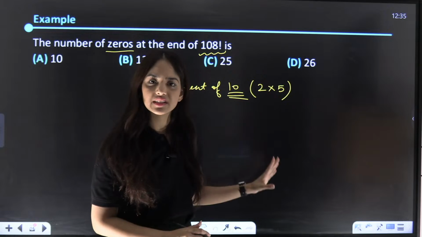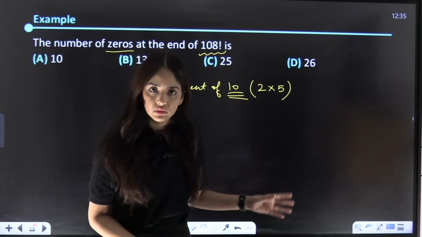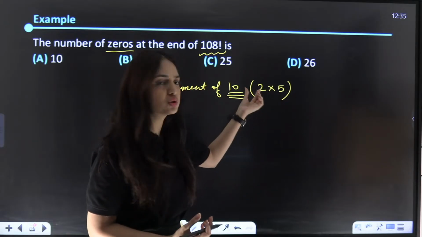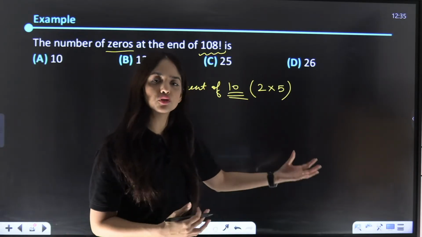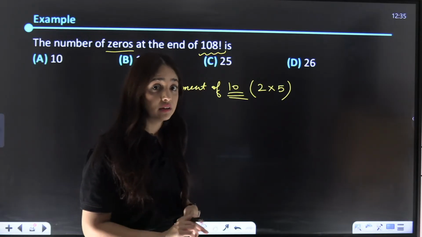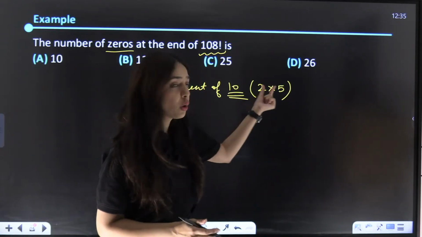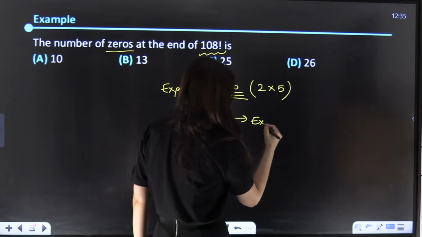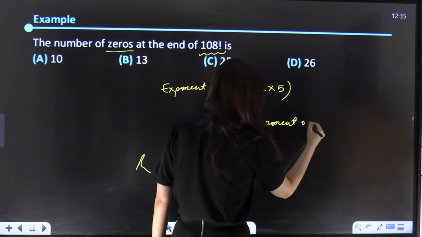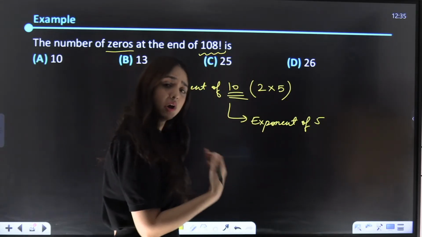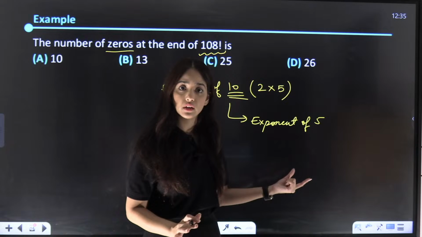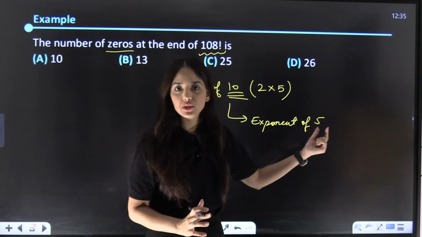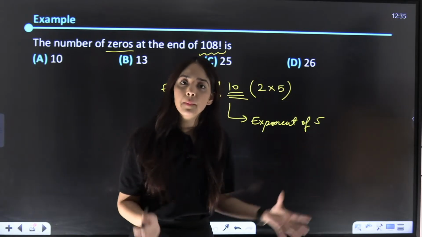Now how many pairs can we make? The minimum of those two numbers, the smaller number. Clearly, because 2 is smaller, we'll have more 2's, and 5 is larger, so we'll have fewer 5's. Remember, that is very important. We have to only check the exponent of 5. Exponent of 2 will always be greater than 5's exponent, because 2 is smaller, there will be more 2's there, right? But the exponent of 5 will be smaller, so that is the maximum number of pairs we can get.